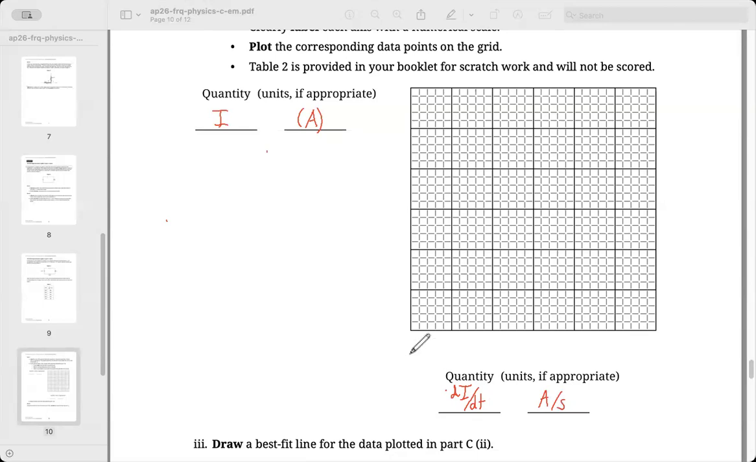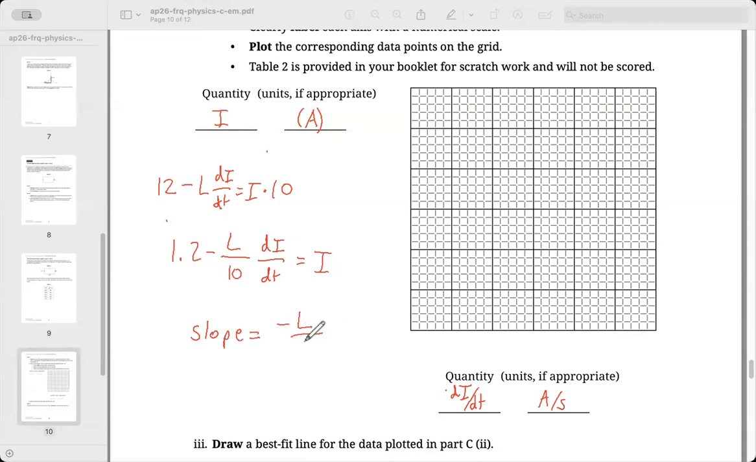When we scale our axes, you want to scale so that you can fill as much of the grid space as possible. What I had for my equation was 12 minus L dI/dt equals I times R. R is 10. So that implies I equals 1.2 minus L over 10 dI/dt. That means the slope of my graph should equal negative L over 10, so L should equal negative slope multiplied by 10.